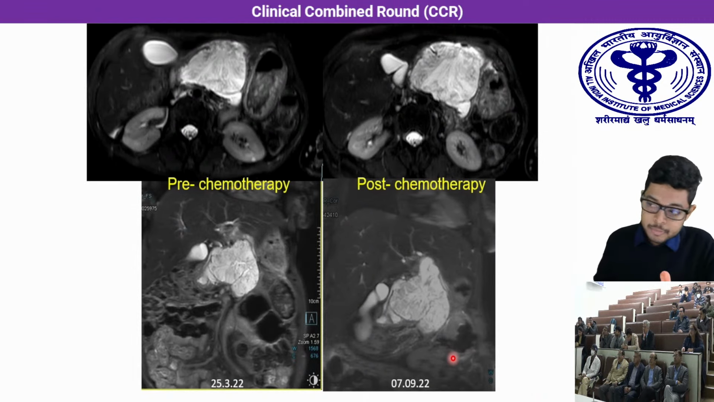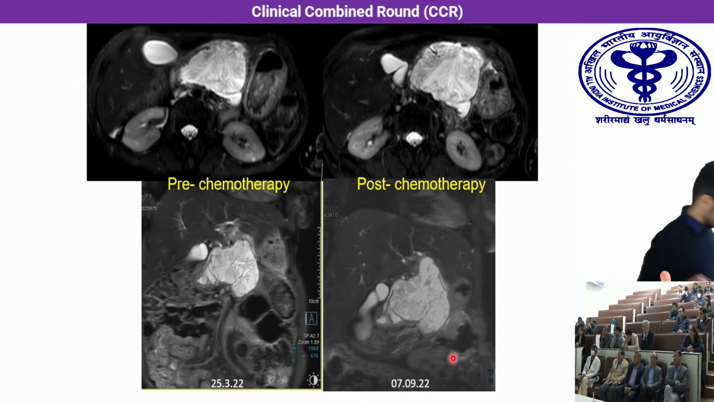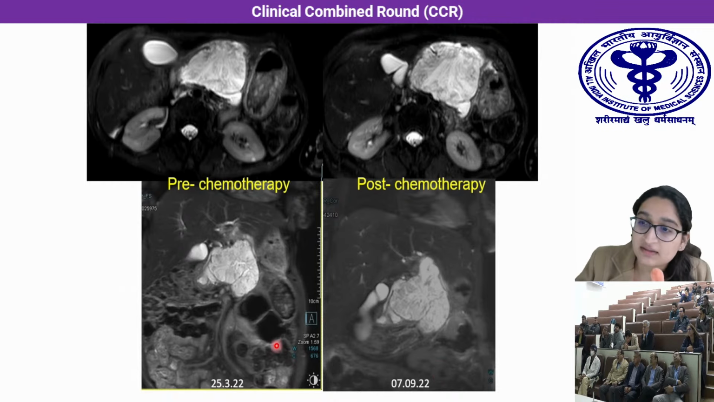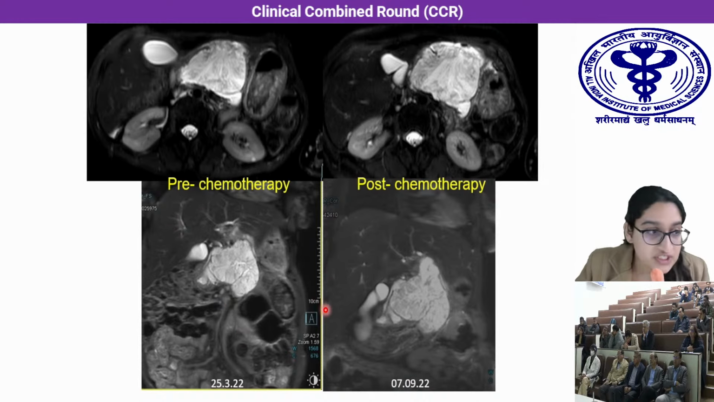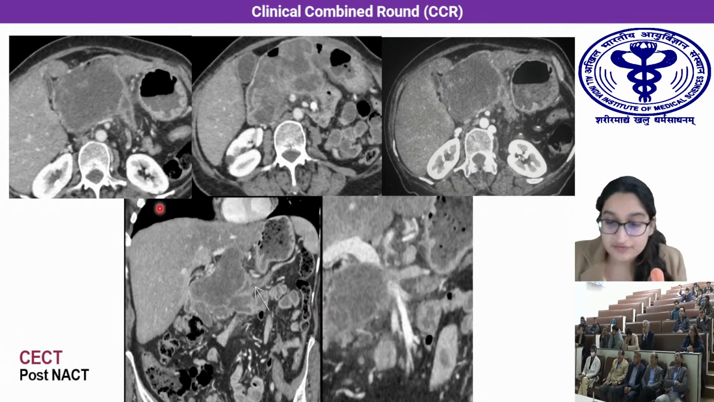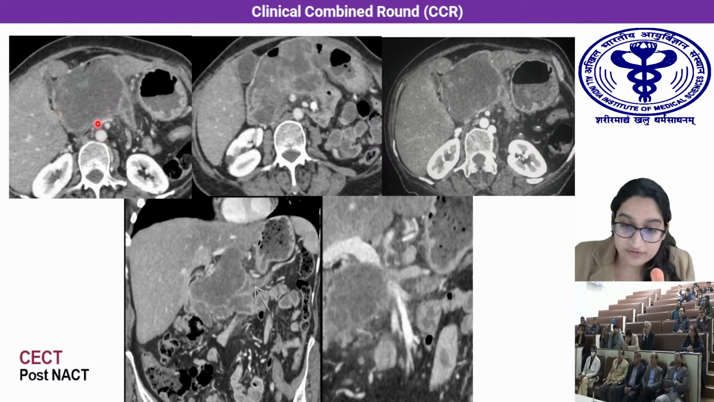For discussing the post-chemotherapy images, I invite you on. So another MR was done for this patient following neoadjuvant chemotherapy, and we can see pre and post chemotherapy images. There was no significant interval change in the size and extent of the mass. So this patient was then planned for surgery, and preoperative CT was done for planning for surgery.